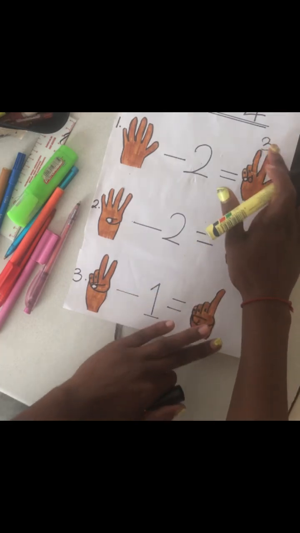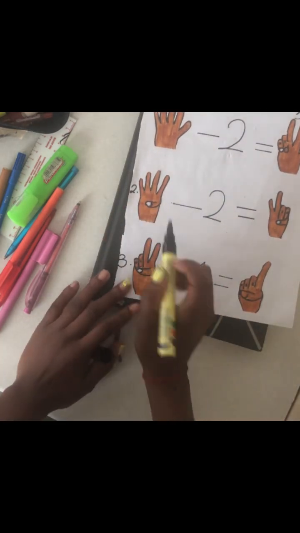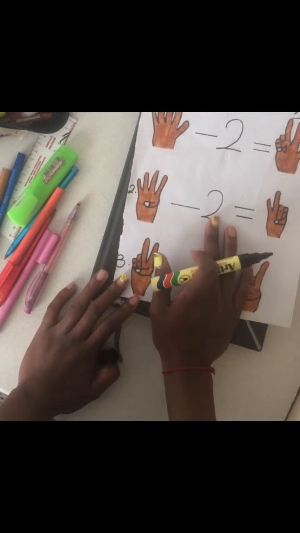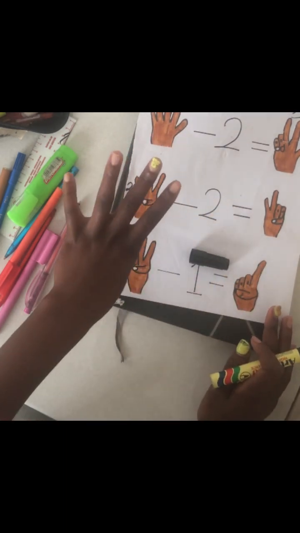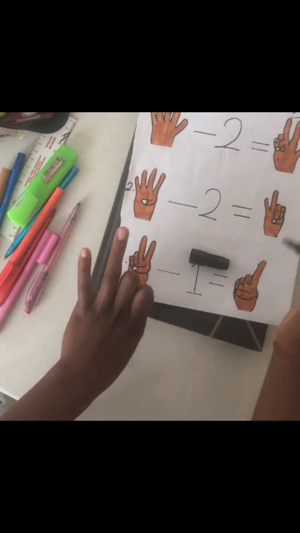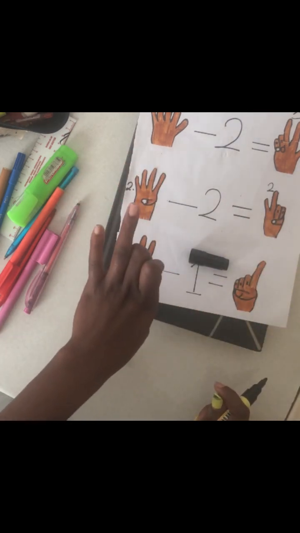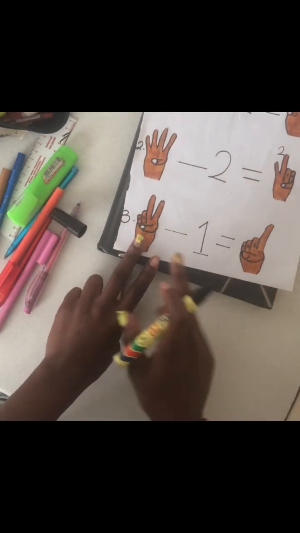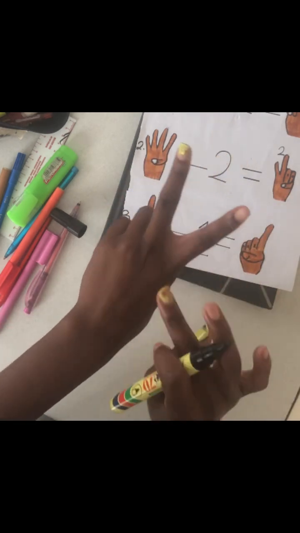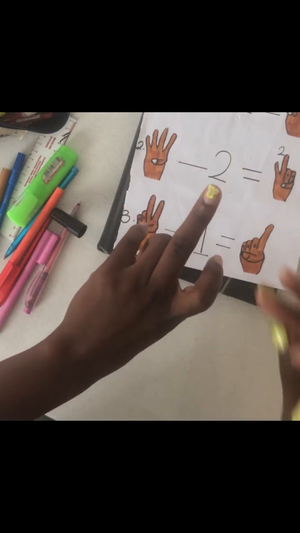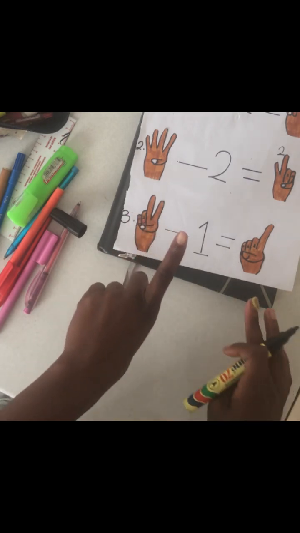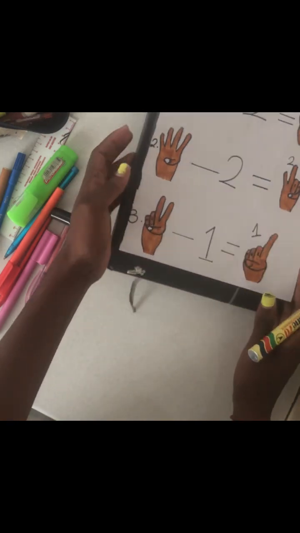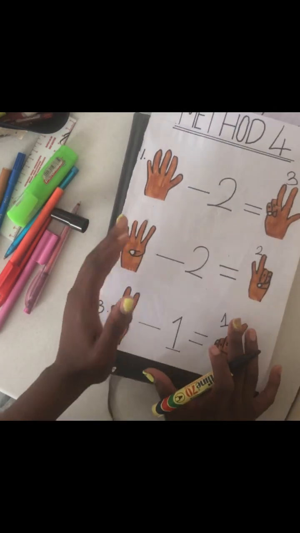So it's 5 fingers minus 2, then we remain with 3. The second one, it says 1, 2, 3, 4. It's 4 fingers. So we say 4 fingers minus 2 fingers. When we minus 2 fingers, we're left with 2 fingers, right? So this one is very easy. Then the third one says 2 fingers minus 1. So these are the 2 fingers. When we remove 1 finger, we remain with 1. So this one is very easy. This is the easiest method, right?